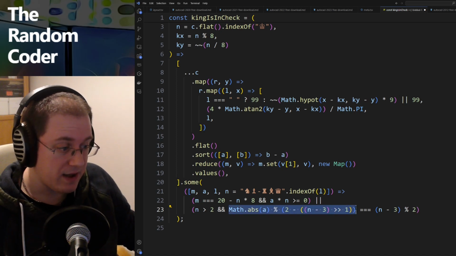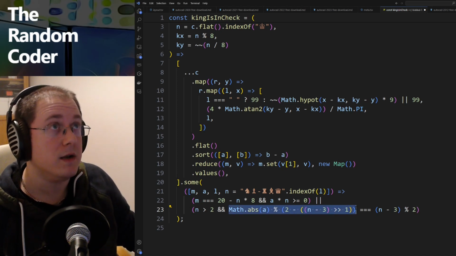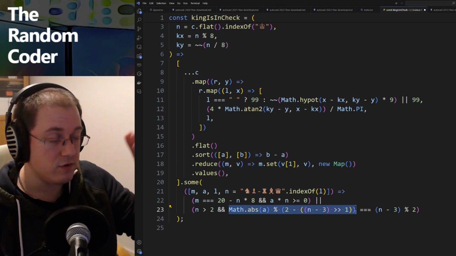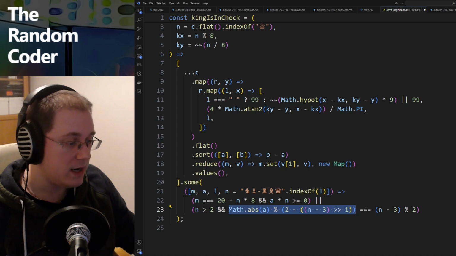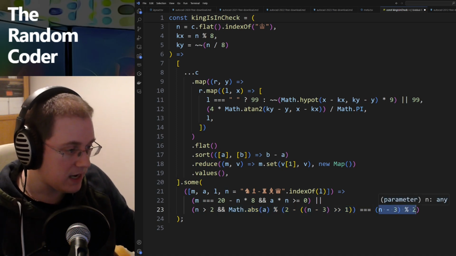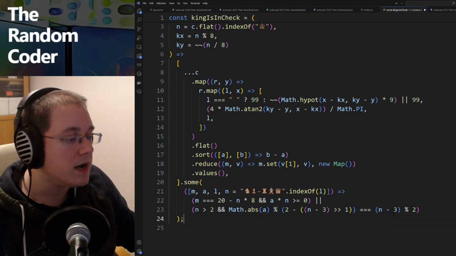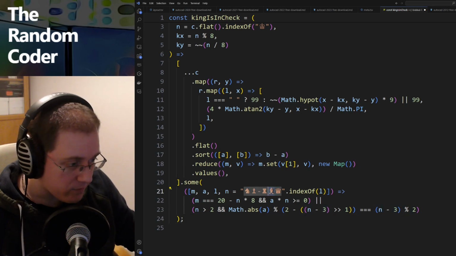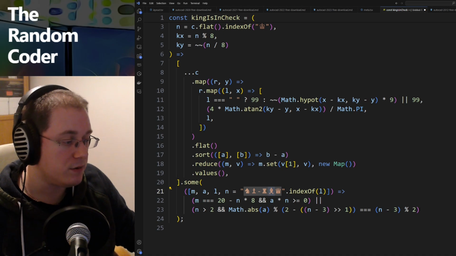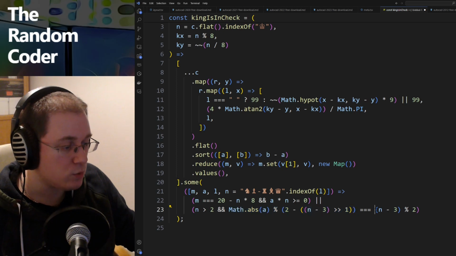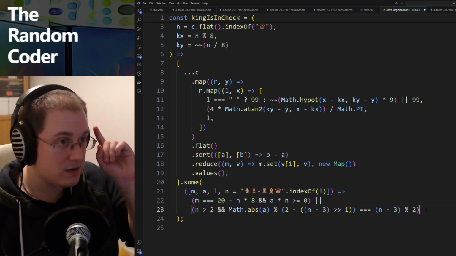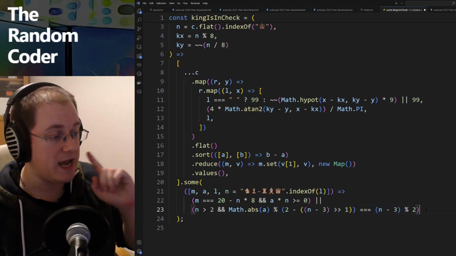Because that would be left over if you did 1 divided by 2, the remainder would be 1. 3 divided by 2, the remainder would also be 1. And that is consistent with this as well, because n minus 3 would equal 1 for a bishop. Bishop modulo 2 is 1. So if 1 equals 1, then the bishop is giving the king check.